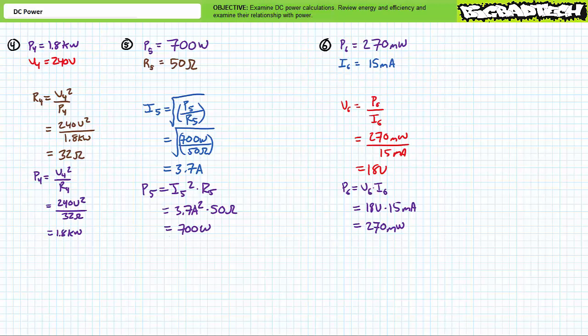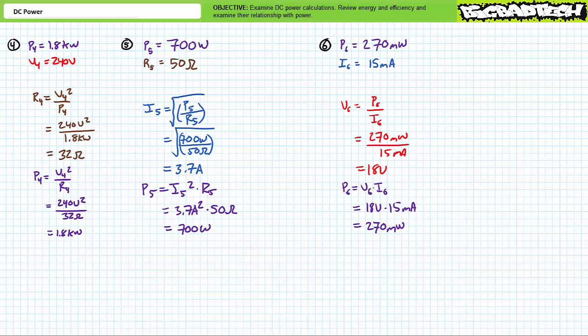Our next problem features a 50 ohm resistor known to be dissipating 700 watts of power, and we're being asked to solve for the current through it. Current is equal to the square root of power divided by resistance. The square root of 700 watts divided by 50 ohms demonstrates the resistor should be experiencing 3.7 amps of current. The supporting calculation verifies this result. Power is equal to current squared times resistance. 3.7 amps squared times 50 ohms does indeed yield 700 watts of power.